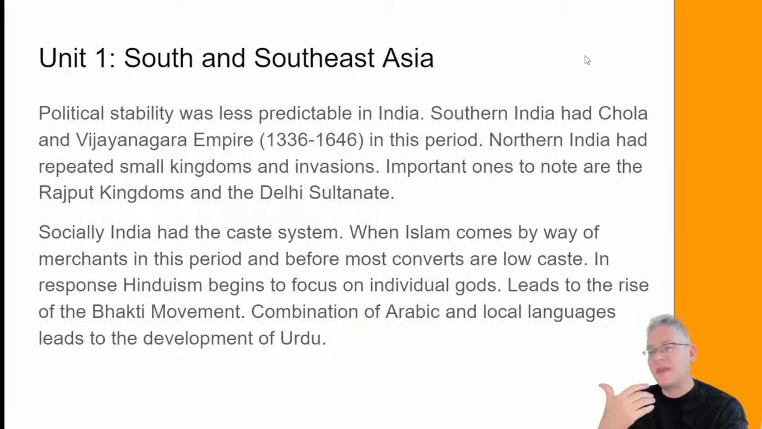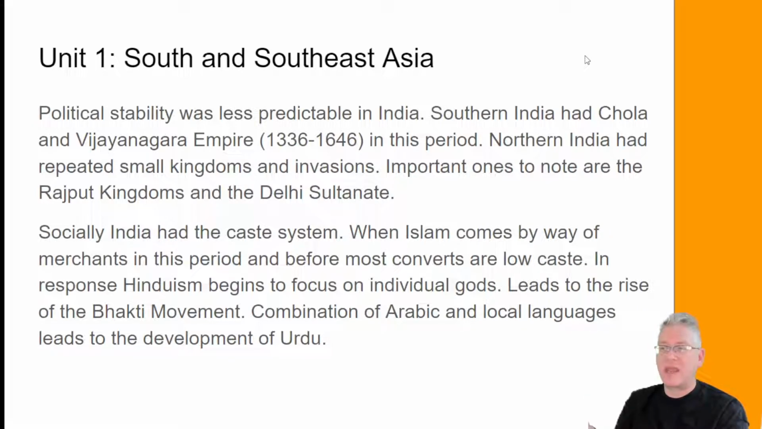In response to that, then, Hinduism begins to form and focus on individual gods. So prior to this, Hinduism had tended to be a bit more open, like it was not a specific god or gods that you sort of focused on. Now, though, there's something called the Bhaktic movement, which has Bhaktic cults where you're going to focus on them. And this is the most popular form really today.